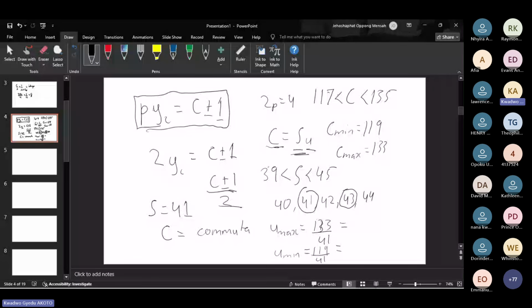So please, U max is going to be 3.24. And we know that U must be odd. So we can just take U max to be 3. And then U min is going to be 2.90. So we just take U min to also be 3. So if U max is 3, U min is 3, then U is equal to 3.